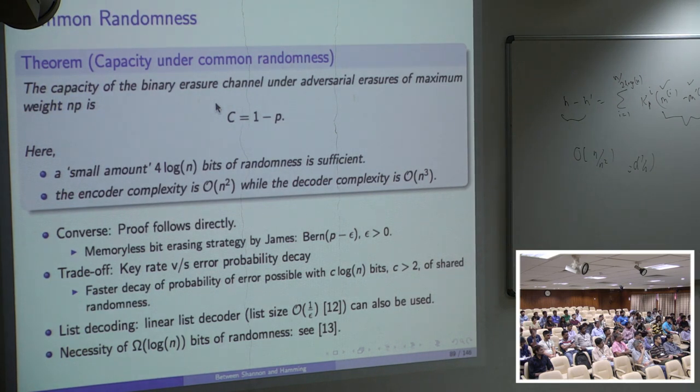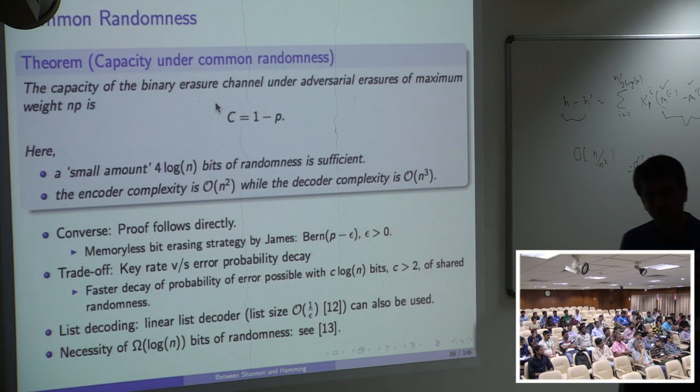Let's say if you want 1 minus 2p, then can you get a much improved number of bits of common randomness, if you give up some of the capacity? If you go all the way down to the GV bound, for example, then you don't need any common randomness, right? So in between, that's a fascinating question.